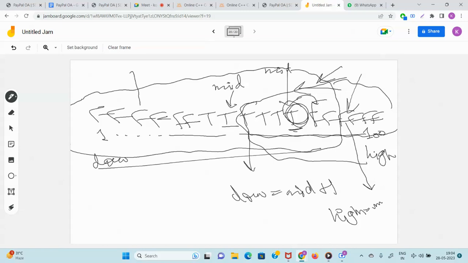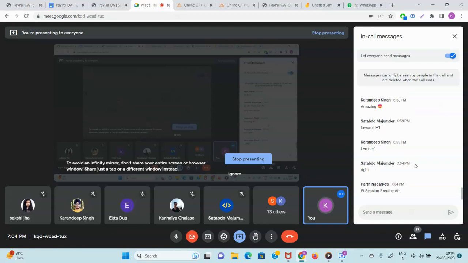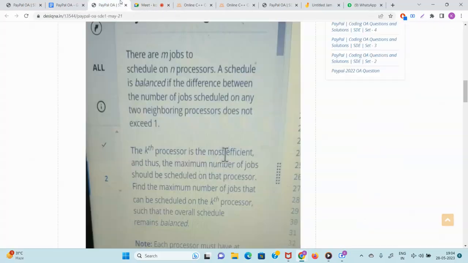What if your f is in here? Let's say your mid was this first part. Guys, your mid is here, you got this f. Where will be your answer? In left side or right side? Let's see what people are writing. Guys, where will be your answer? Left side or right side? Yes, Parth. Everyone says right. So guys, it is right.